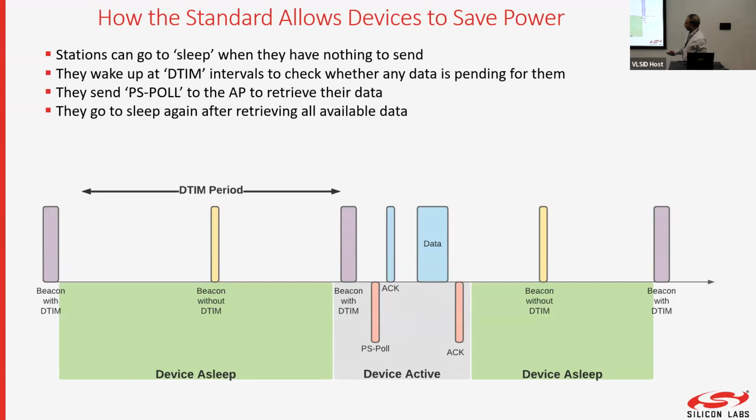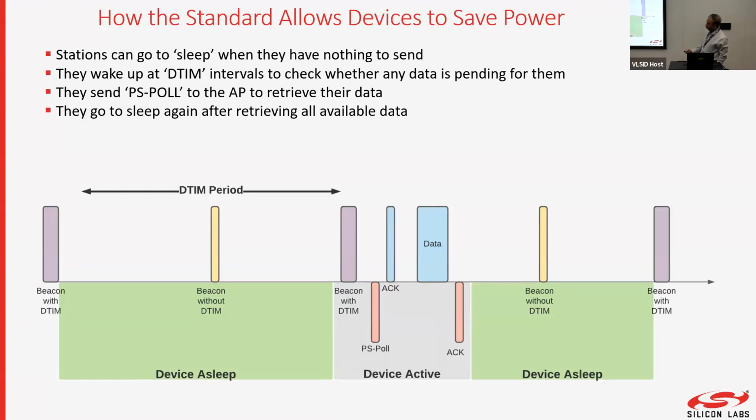Then the device wakes up at the DTIM interval, finds that it has a message for itself. Then it tells the access point, yes, I'm awake. Can you send me the message? And then the router sends the message. And once the router says, I have no more data, there's a flag there, which is helpfully called the more data flag. If that is 0, you can go back to sleep.